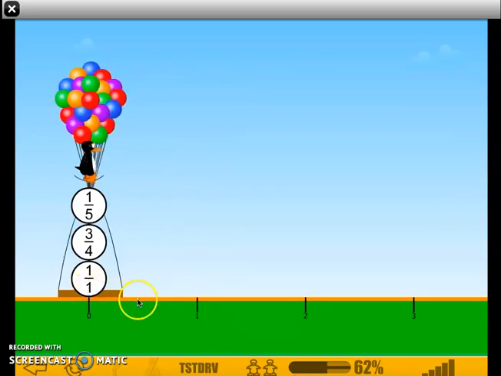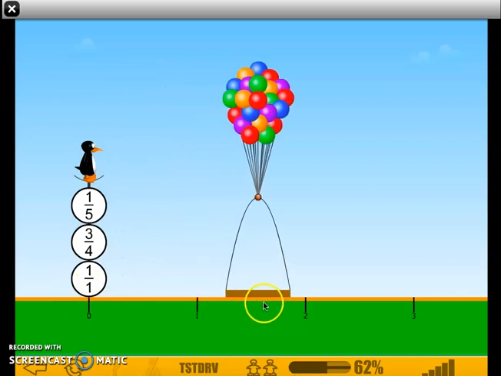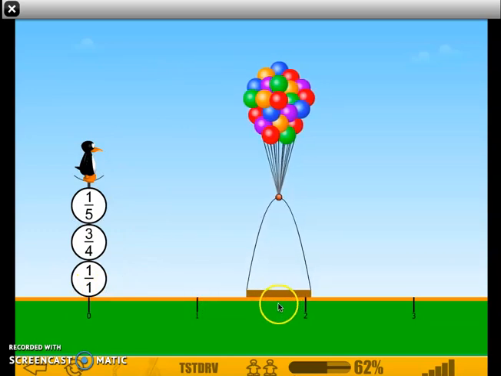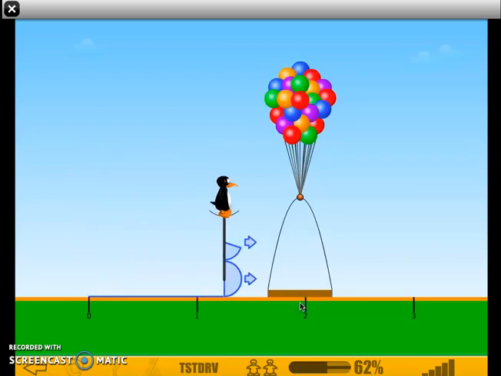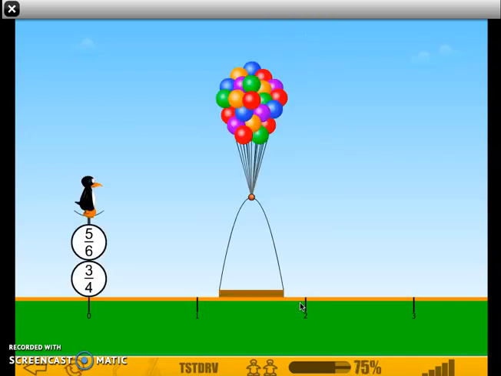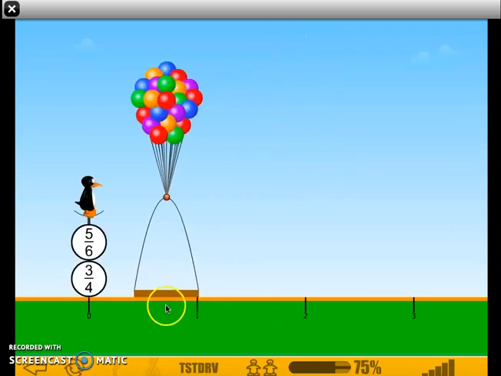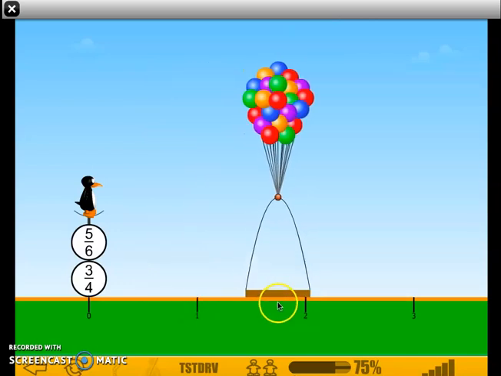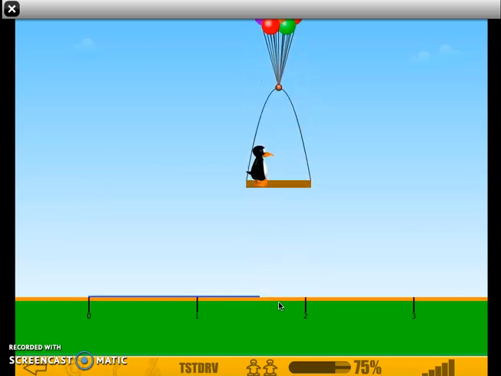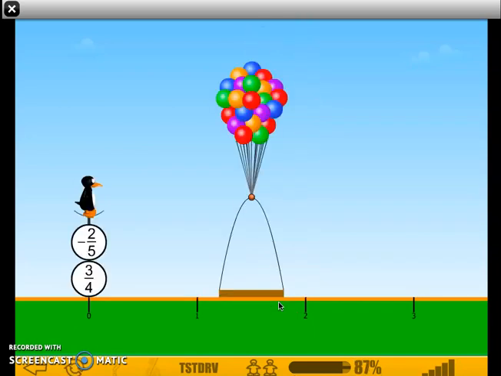So again, we have 1 whole plus 3/4, that would put us somewhere around here, plus 1/5 would get us right about to 2. And we have 3/4 plus 5/6. So those are both about 1. So I'm going to say it'll put us somewhere around right here. Not quite to 2, but almost to 2, since we can round both of those fractions up.